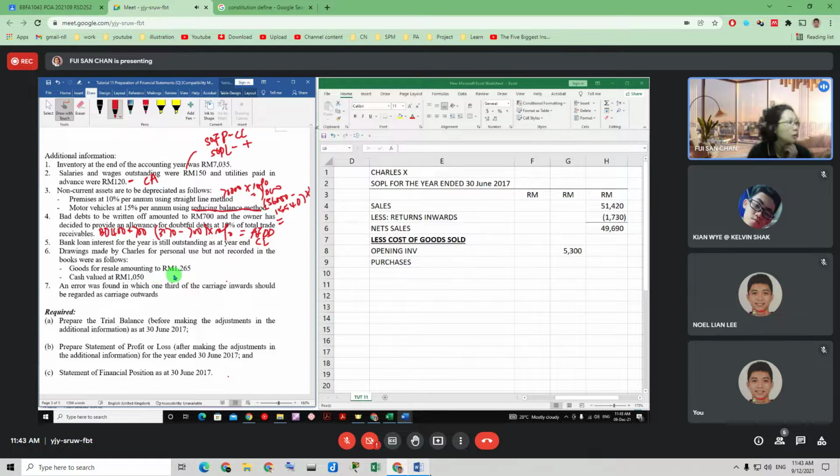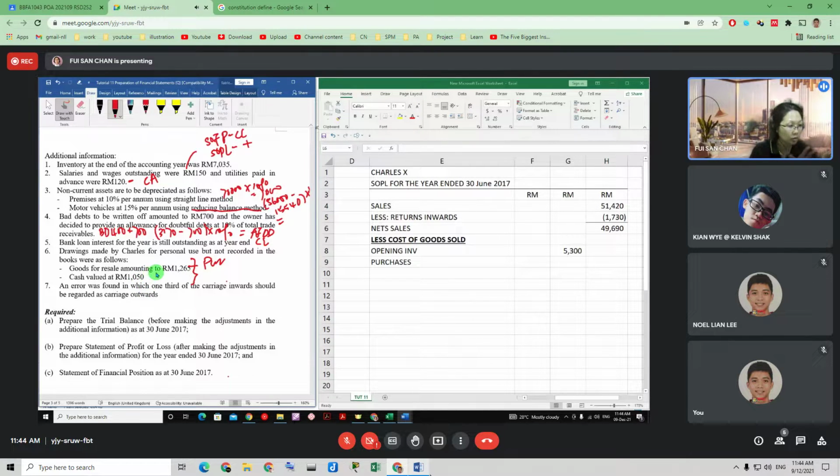Goods for resale amounting to 1265, and cash value. So these two numbers you add together. Of course, you have drawings, meaning this one you need to deduct from your purchases, isn't it? You say goods for resale, you withdraw from your goods for resale, so your purchases will become lesser. So you need to adjust your purchases. Cash means you need to credit cash and debit drawings.